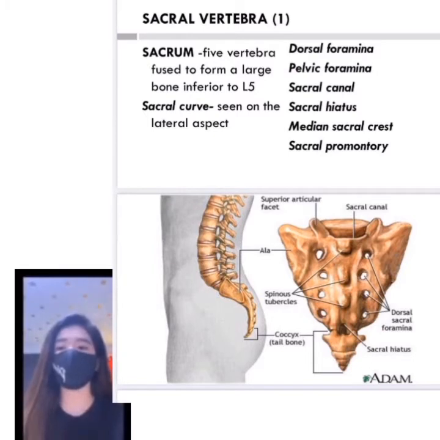The superior articular facet produces synovial fluid to nourish and lubricate the joint, and the posterior tubercle is a rudimentary spinous process and gives attachment to the rectus capitis posterior minor muscle.